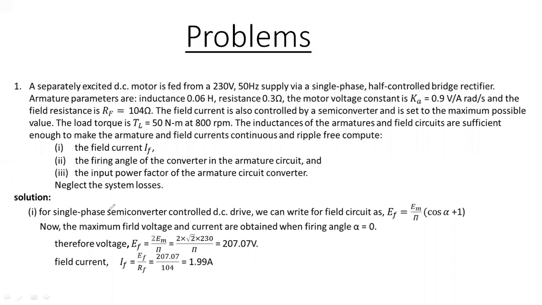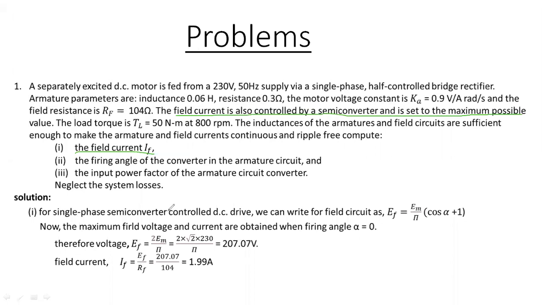So first we need to calculate the field current. To calculate the field current, first we need to know how the field is excited. The field current is controlled by a semi-converter and is set to the maximum possible value. So that means the semi-converter is also feeding the field circuit. This is very, very important.